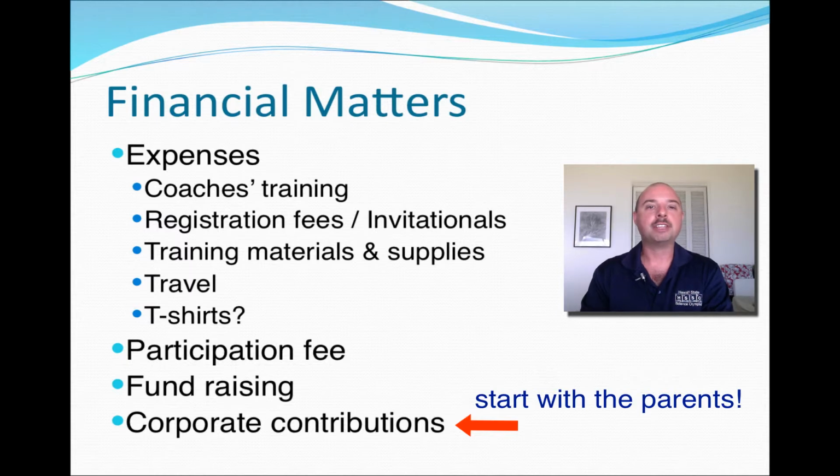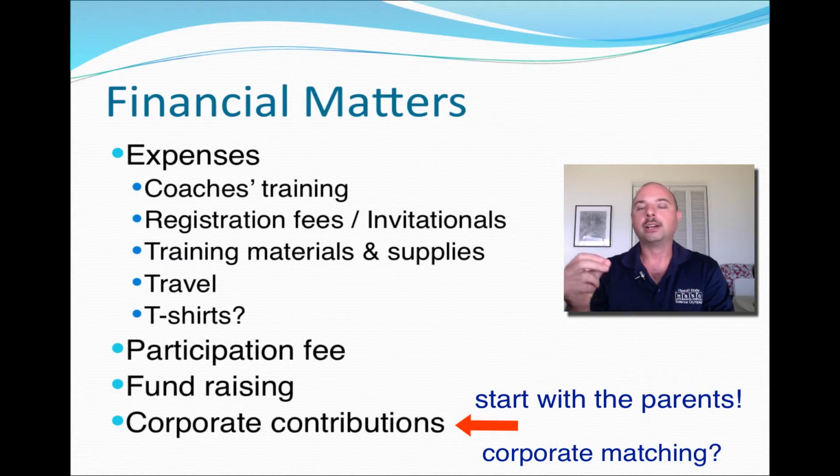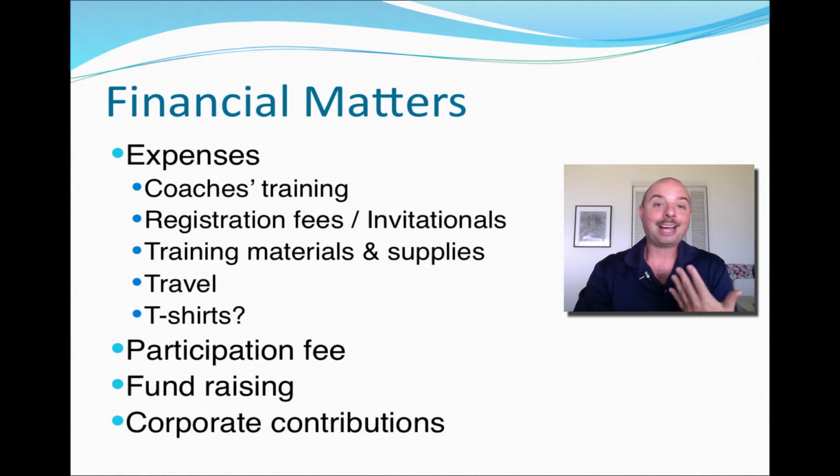A lot of times, if the parents are the ones going to the company, it might be more likely to help support it. Even more importantly, talk to your parents and find out if their companies match employee donations. That way, if mom and dad donate $50, their company also donates $50, and then you have $100. And who doesn't want $100 to spend on Science Olympiad stuff? I'd like $100 to spend on Science Olympiad stuff, and I'm sure you do too.